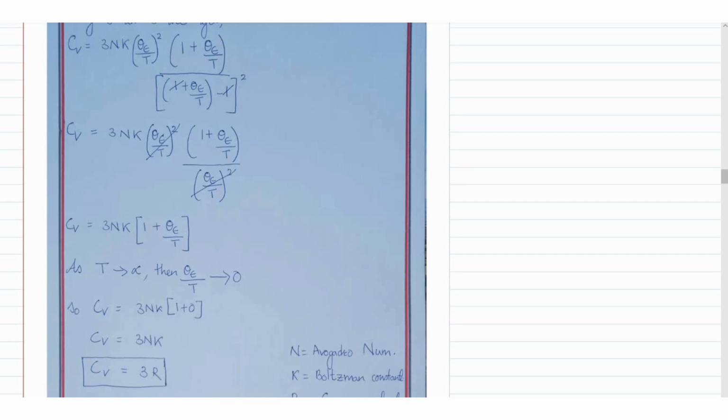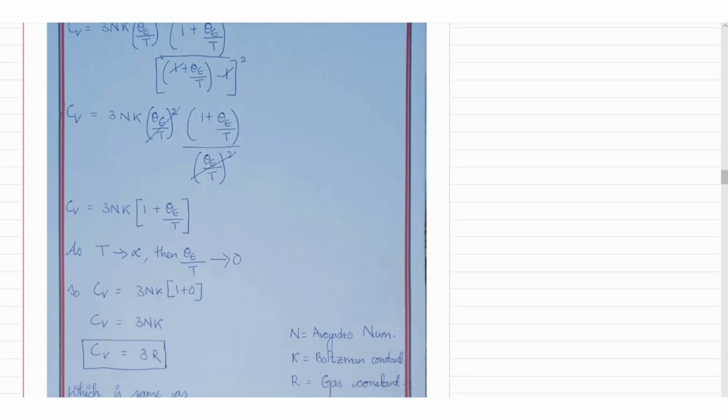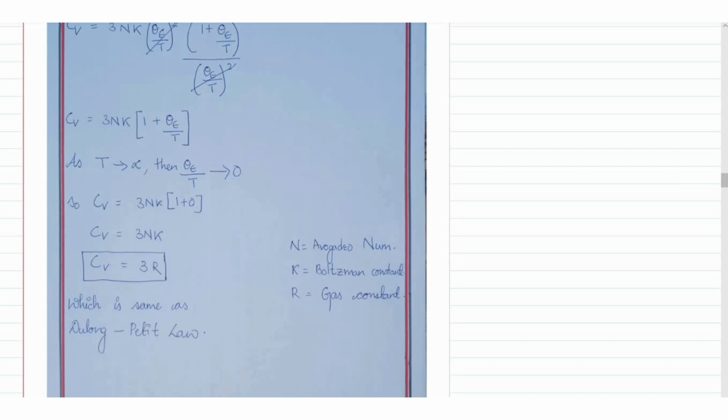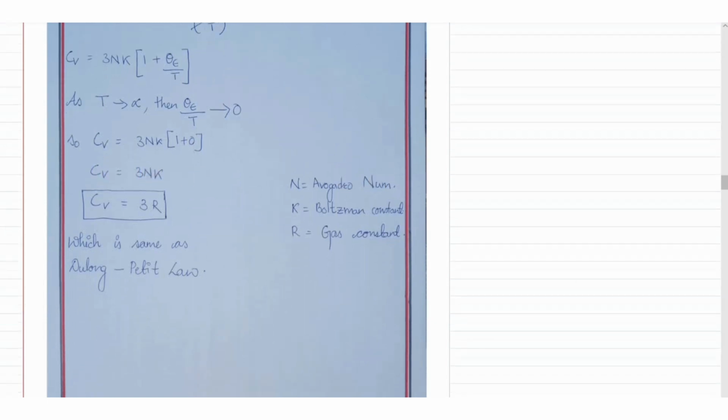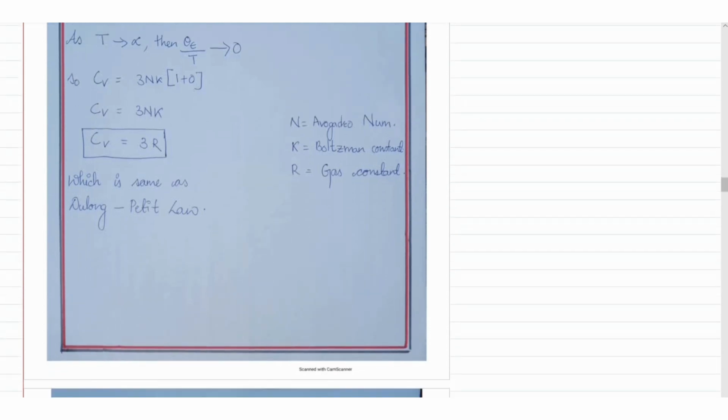So as T tends to infinity, theta E by T tends to 0. So we can say that Cv is equal to 3n k (1 plus 0). Cv is equal to 3n k, where n is the Avogadro number and k is the Boltzmann constant. Multiplying these two terms, we get the gas constant. Cv is equal to 3R. So at higher temperature, Cv is equal to 3R, which is the same as Dulong and Petit law.